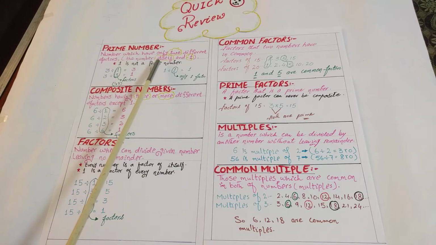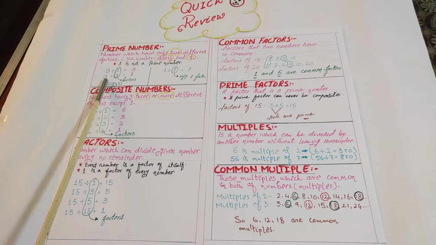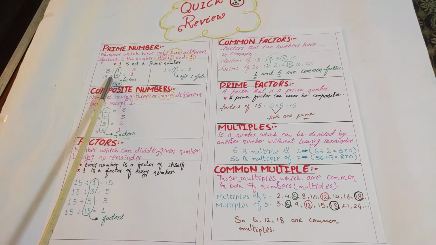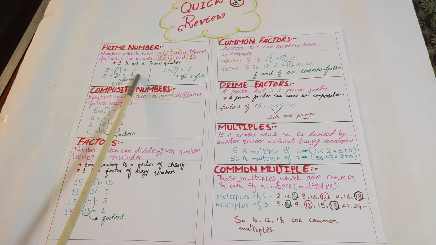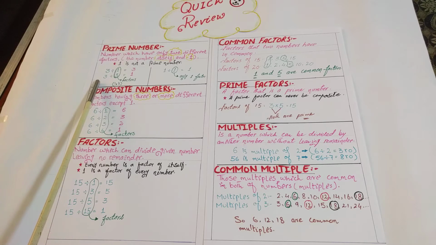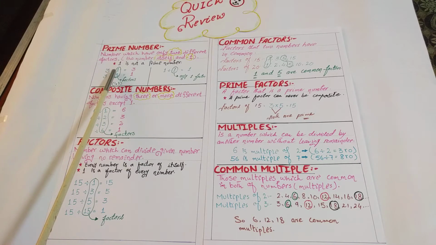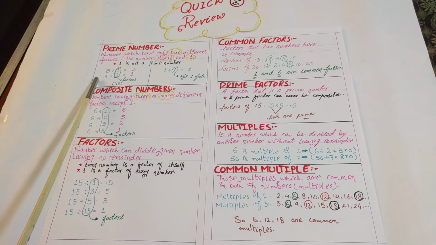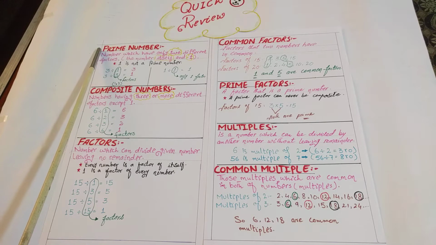Now we will check the number itself. 3 divided by 3, 3 ones are 3. So 3 is completely dividing the number 3, and 3 is also a factor of 3. Is there any other number which divides 3? No. There is nothing else which divides 3 without leaving any remainder. So only 1 and 3 are the two different factors of 3. It means 3 is a prime number.